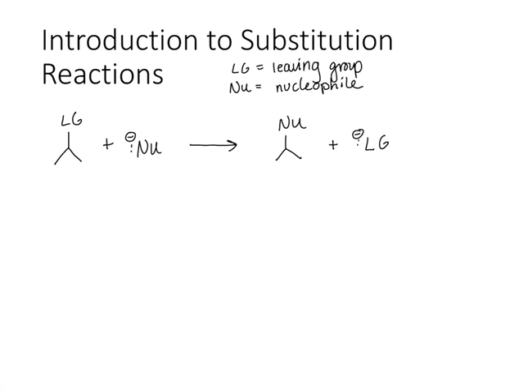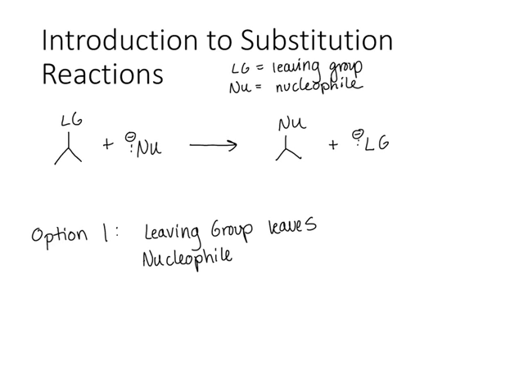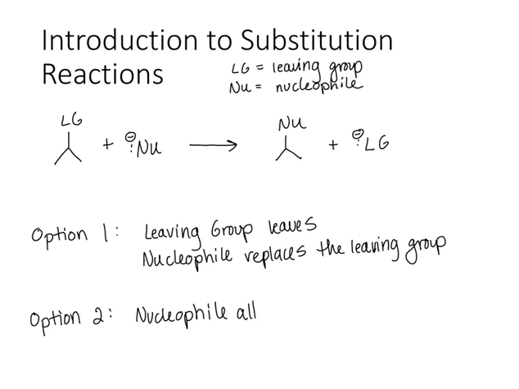Now, there are two different ways that this reaction could occur. We could either have a two-step process or a one-step process. So let's say option 1. Let's say the leaving group leaves on its own in the first step. And then in the second step, the nucleophile replaces the leaving group. Now there's another option where all of this happens in one step. So the nucleophile attacks the other reactant, and the leaving group leaves as a result. So again, in option 1, there are 2 steps. In option 2, there's only 1 step.